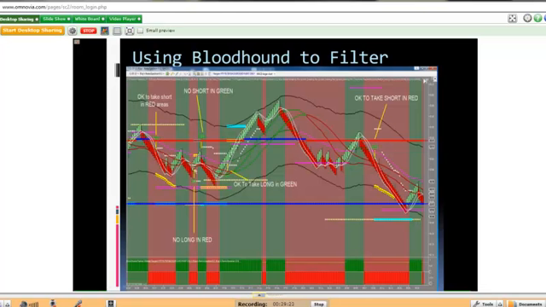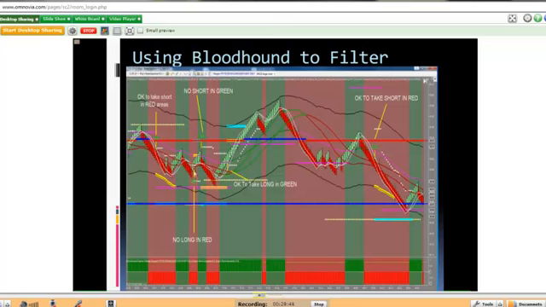When we look at the Revolution signals, we say, okay, it's okay to take short trades because the background is painting red. Very simple, very straightforward. The Revolution generates a long signal here, but the background is red. So this is one that would be filtered out by using the Bloodhound software in conjunction with our software. Again, this is something that we're going to integrate together, and hopefully we should have that done very soon.